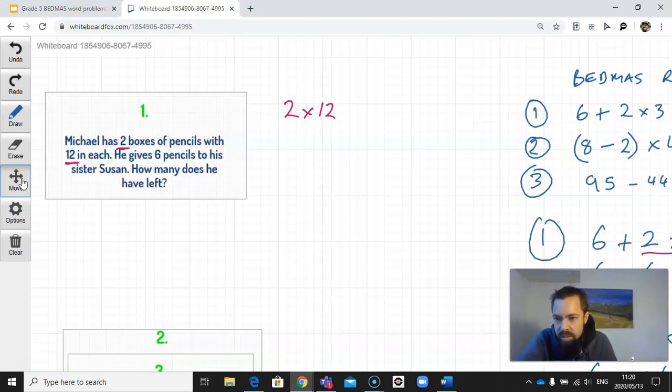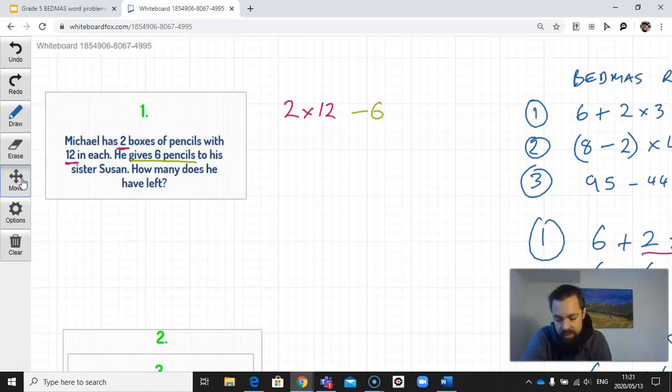He gives 6 pencils to his sister. So if he gives 6 pencils to his sister, then he's going to have less pencils. So he's minusing those pencils from his total. So give 6 pencils, so that's subtract 6. Here comes the slightly trickier part.